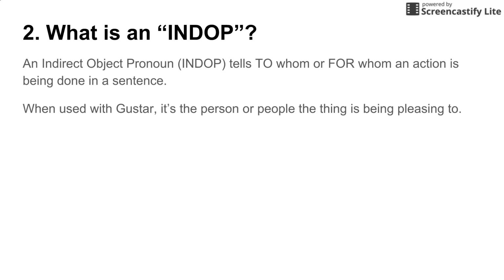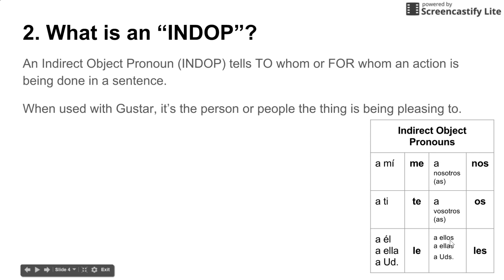What is an indirect object pronoun? An indirect object pronoun is the thing that tells to whom or for whom an action is being done in the sentence. When you're using gustar, you're talking about things being pleasing to someone. So the to someone is actually the indirect object pronoun, and here's a list of them. Me, te, le, nos, os, and les. Notice how these are actually in the first columns where you see the a. Those are simply the indirect objects. The pronouns are what represent those. The indirect object pronouns represent the indirect objects.